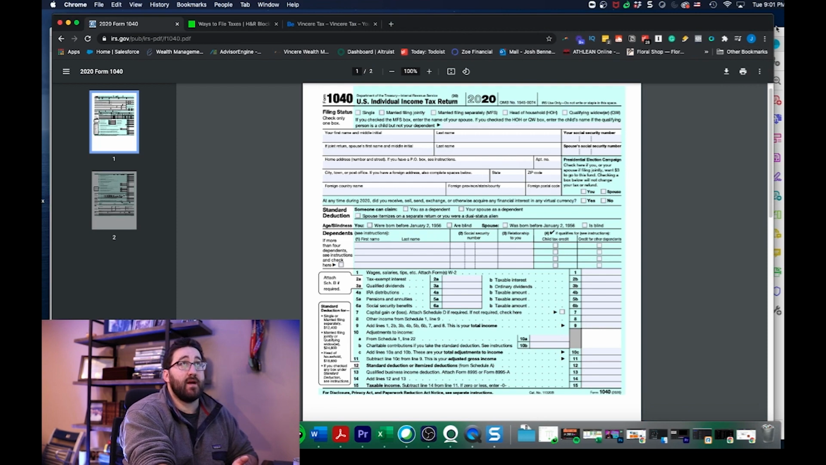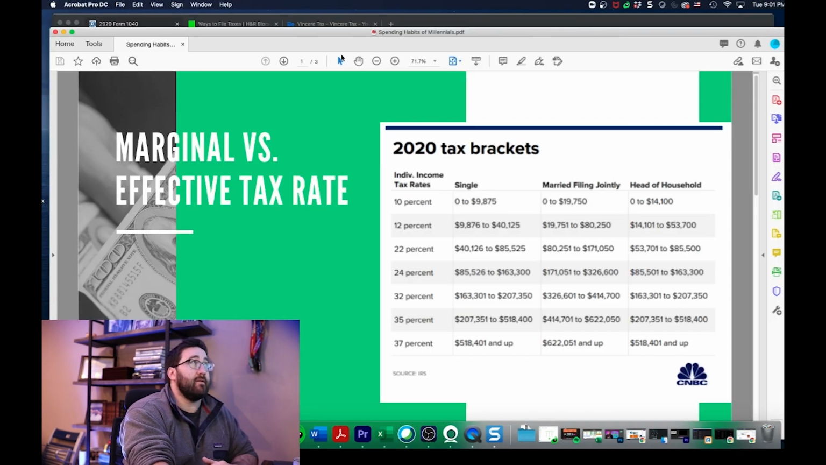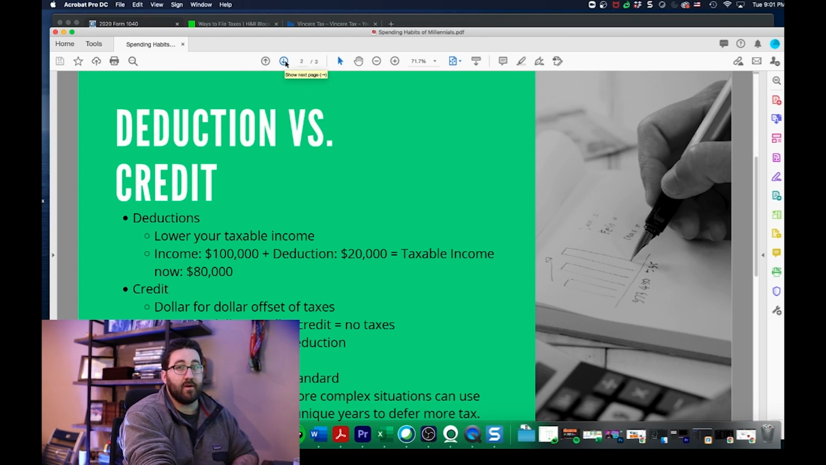That is how a deduction works, and there's a big list of different types of deductions, depending on whether you're a small business owner or just an employee. That's way beyond the context of this video, but at least that's what a deduction is. If you hear that word, a deduction basically lowers your adjusted gross income. A credit is a little different. A credit is a dollar-for-dollar tax savings. A deduction just lowers your income, so you're paying less taxes on that income.